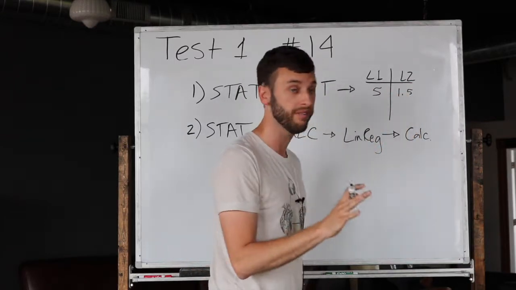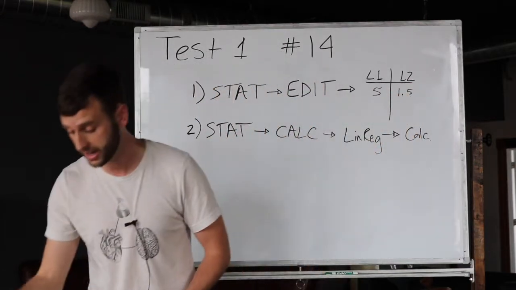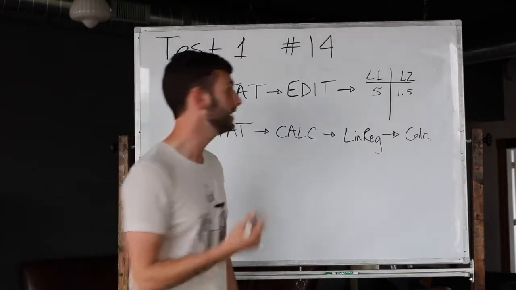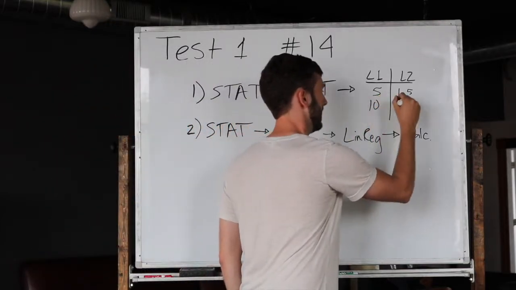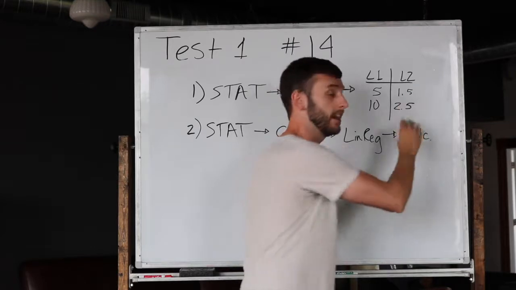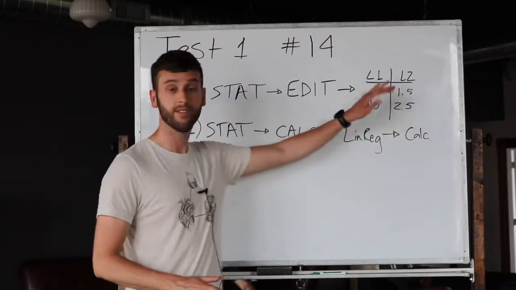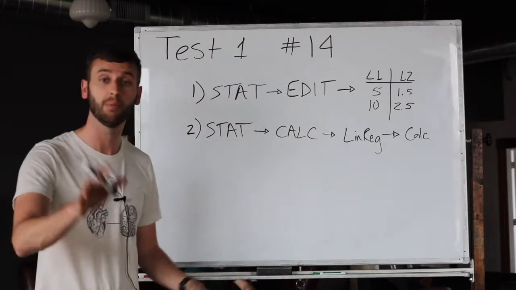I'm going to write 1.5 for ease. Then our second point we see is 10 and 250. Again, I'll write 2.5 for ease. Now, once we have our 2 points in the calculator, we can jump into step 2.